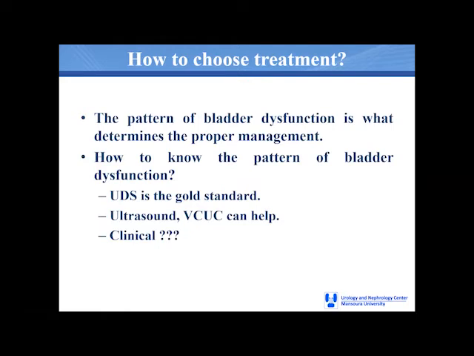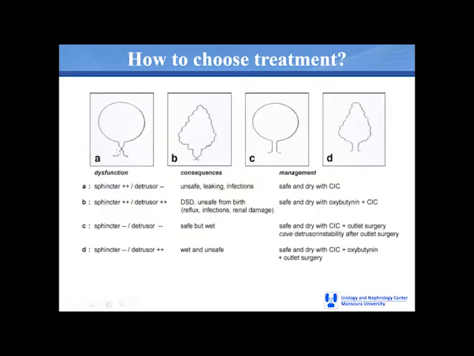How can we choose the best treatment option for our patients? In fact, the pattern of bladder dysfunction is what determines the proper management option. And how can we know the pattern of bladder dysfunction? Of course, urodynamics is the gold standard, but we have to keep in mind its limitations. So we can also get an idea about the pattern of bladder dysfunction using clinical parameters in addition to findings on imaging studies like ultrasound and VCUGs. Using the clinical data that you can get and imaging studies in addition to urodynamics, your patient would fall into one of these four categories.